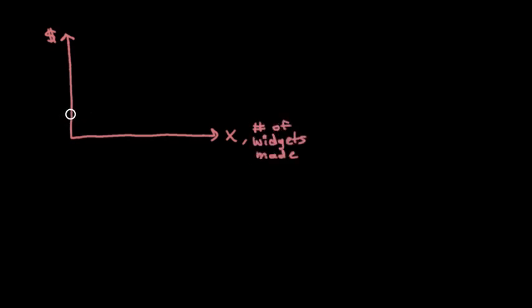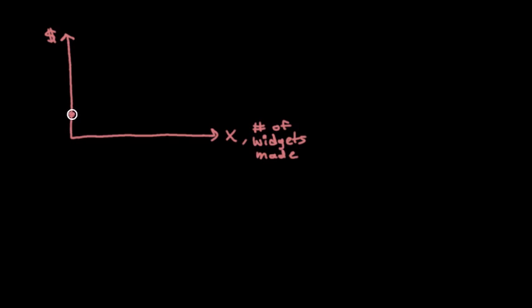The first thing we're going to do is make a graph. We've got dollar sign on this axis, and on this axis we're just going to call the variable x, which is just the number of widgets made. So before you make any widgets, there's going to be some fixed costs, and let's say it's right there. That's your fixed cost, not going to change with the number of widgets you make.